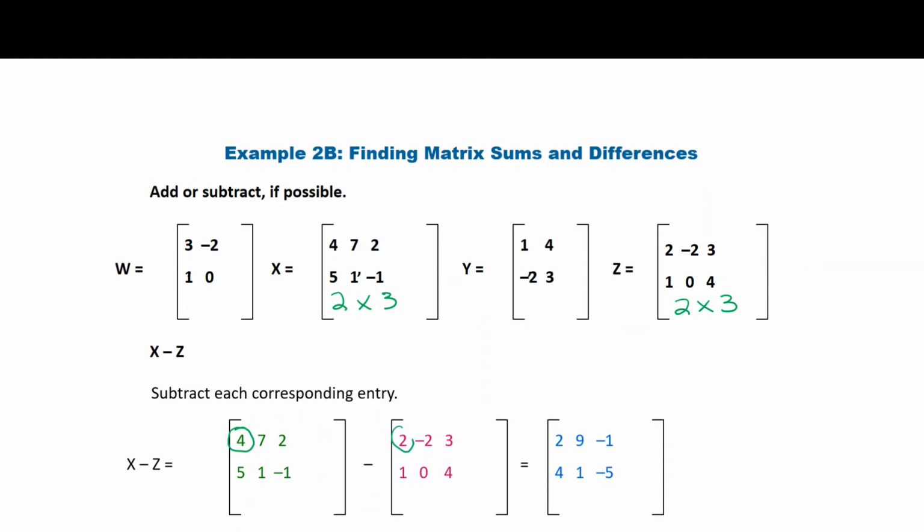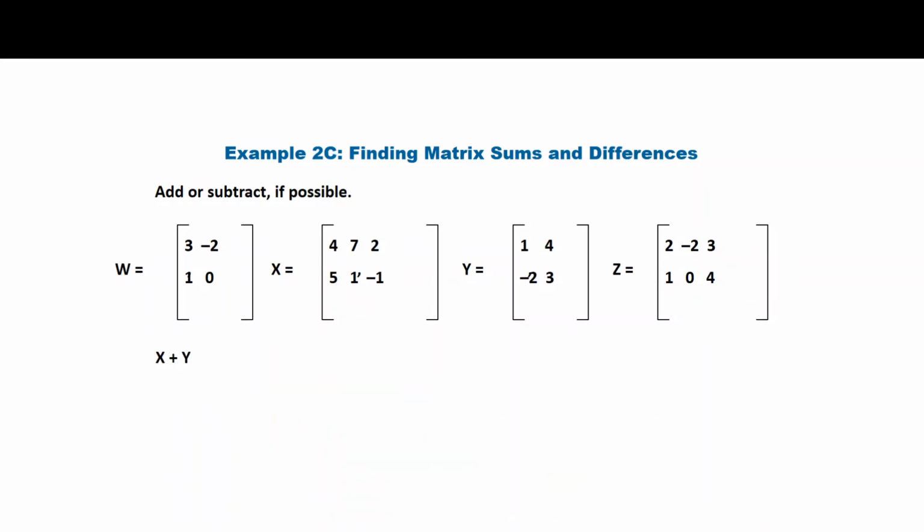So 4 take away 2 is going to be 2. All right. 7 take away -2 is 9. All right. 2 take away 3 is -1. 5 take away 1 is 4, and so on. So you can see how to subtract. Pretty easy.